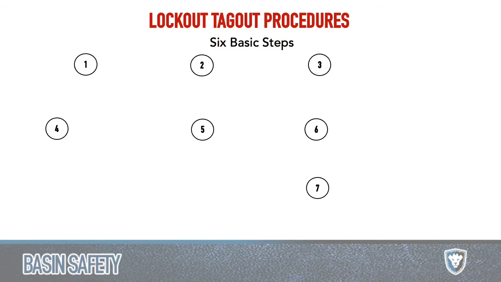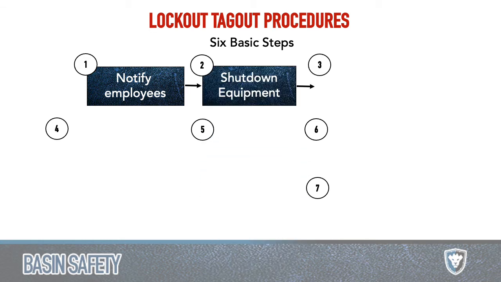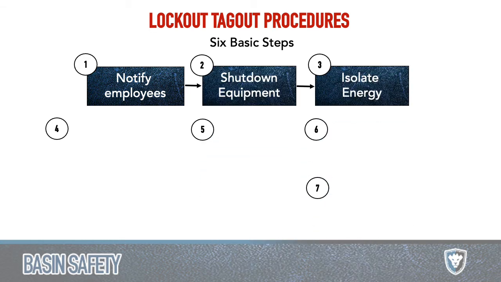So I mentioned the 7 basic steps. There's 6 steps to the process, and then the 7th, which is performing the maintenance. Number 1, notifying employees. Number 2, shutting the equipment down. Number 3, isolating the energy. So we let everyone know, hey, we're going to perform maintenance on this equipment. Then you'd shut it off. You hit the power button to shut it off.